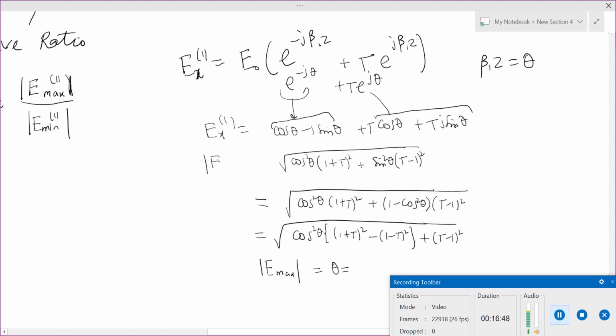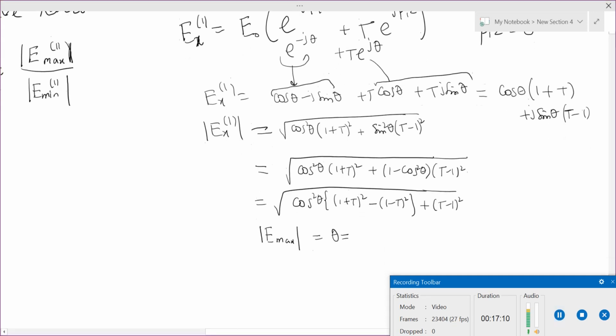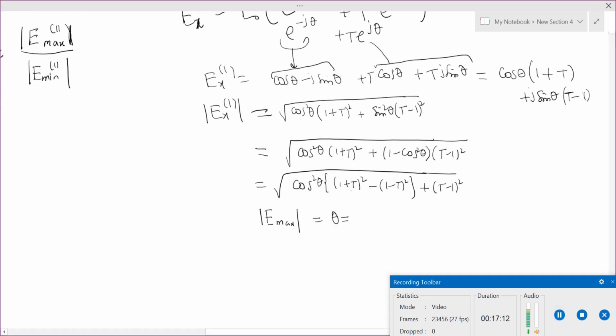and mod of Ex1 can then be written as real square plus imaginary part square. Okay, so if you see, I will combine here the real and imaginary. So the real part is cos theta into (1 plus gamma), the imaginary part is sin theta into (gamma minus 1). So we know that mod is real square plus imaginary square, and I will write in terms of cos, so it becomes cos square theta times (1 plus gamma) whole square minus (1 minus gamma) whole square plus, sorry, it is not t, it is gamma, sorry.